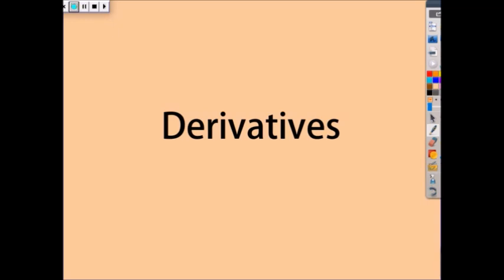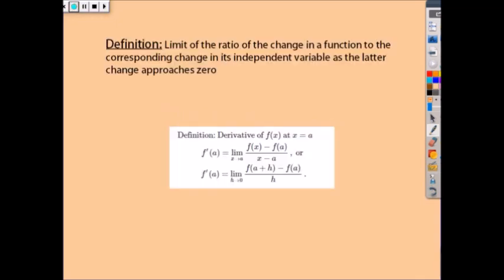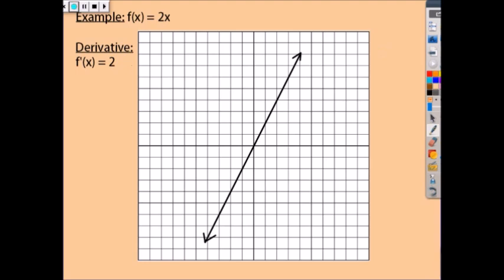Derivatives. A very long word that has a long definition. Limit of the ratio of the change in a function to the corresponding change in its independent variable as the latter change approaches zero. Simply put, though, a derivative is defined as the slope of a function at any point. For example, the derivative of the line f of x equals 2x is 2.